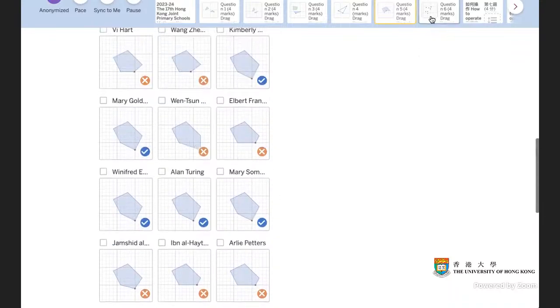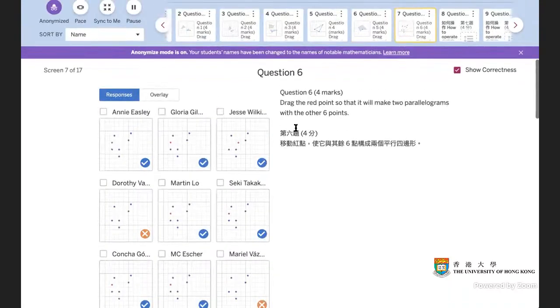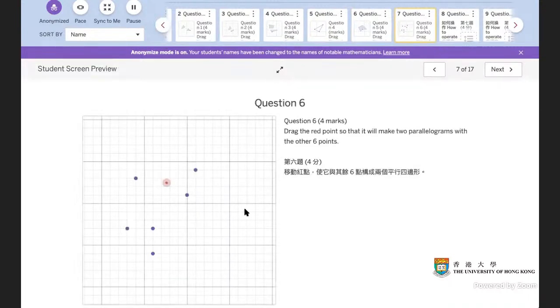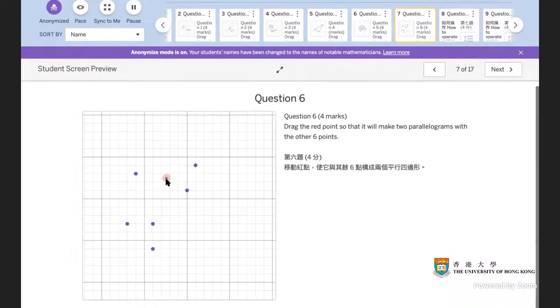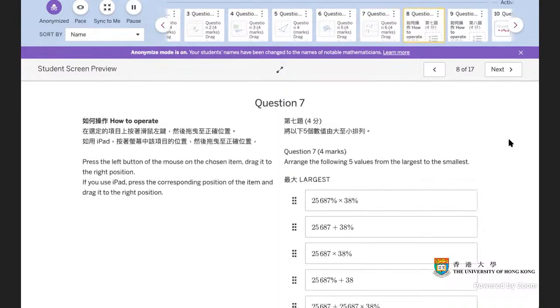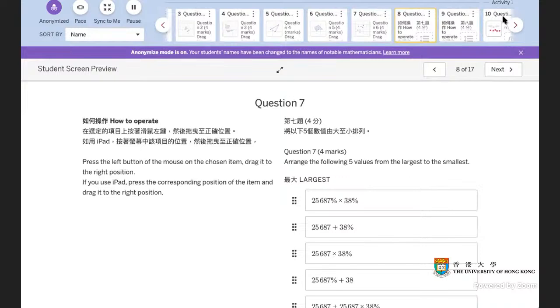Okay, let's look at another question. Now, this number 6 is also very interesting. I will have another video later on to talk about how students work on this question and also some interesting extension that we can try with this question as well. Let's elaborate on this one later. Now go to number 8 and 9.